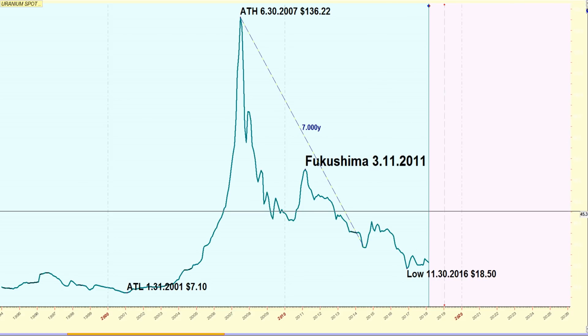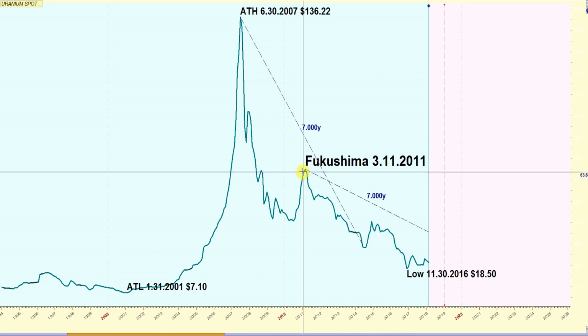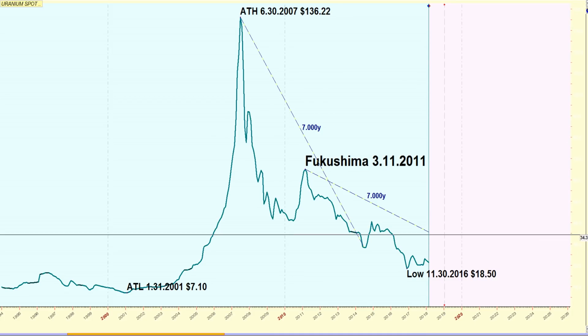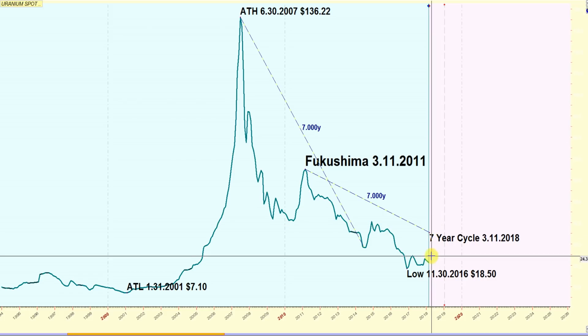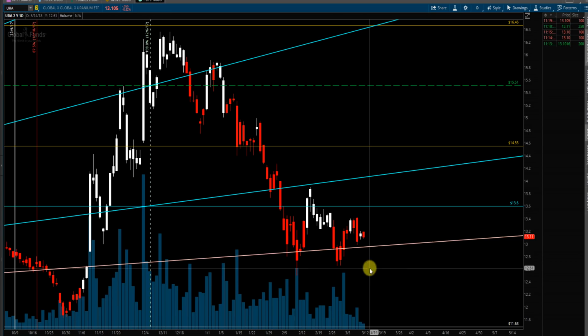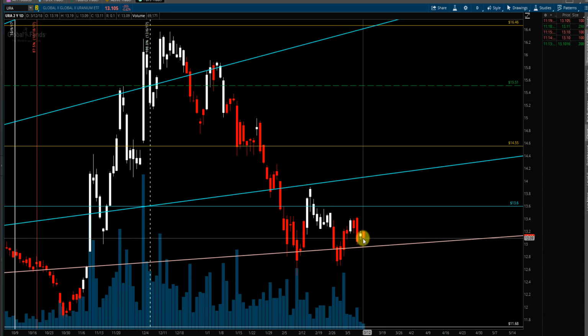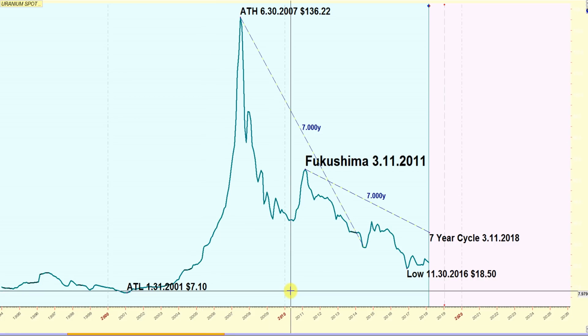Let's look at the 7-year cycle that's coming, that just fulfilled this Sunday. Fukushima happened on March the 11th of 2011, and yesterday was March the 11th. 7-year cycle. Right there. Now, are uranium spot price and futures and everything going to pop today? I don't know. I don't think so. It doesn't just happen like that. This is the URA ETF, and we're just chopping. But it may not.